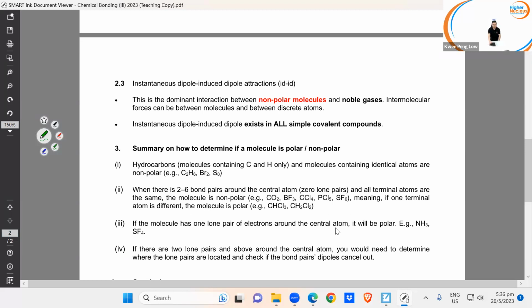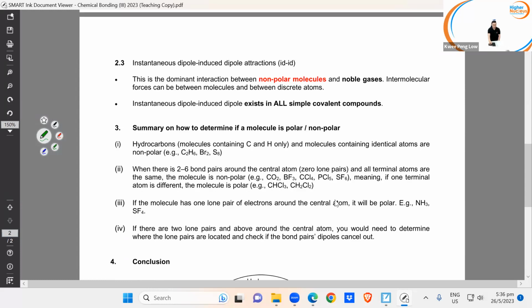Again, about your central atom, if you have one lone pair, for example ammonia, there's one lone pair on the N, for sure the molecule is polar. Okay, why so? If you have one lone pair, your molecule will adopt a certain shape, so much so that the dipoles cannot cancel out. So therefore, you'll be polar.